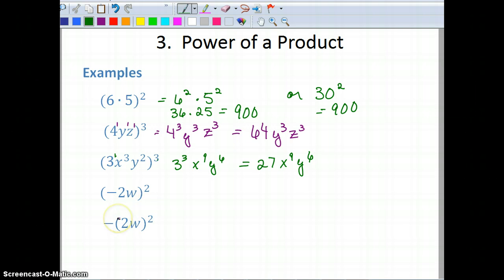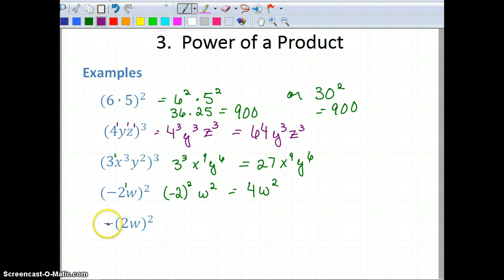Now these last two are a little tricky. This difference is very subtle. It's only the location of the parentheses. For this one I have negative 2 w squared. So I really have negative 2 squared w squared. Negative 2 in parentheses squared is going to give me a positive 4. So I have 4w squared.